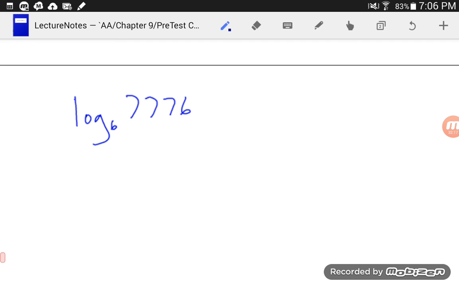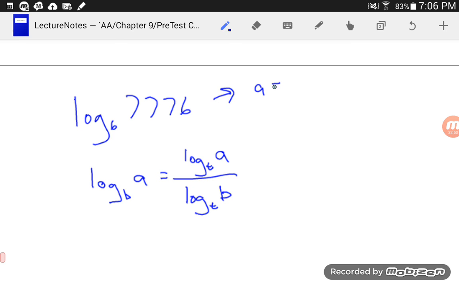But if we want to solve that, the change of base property told us that if we have a log base b of a, we could choose a number t, and do the log base t of a divided by the log base t of b, and that would give us the answer. So if I think about it, in this problem, a is 7,776, the b equals 6, and I said I can pick anything for t except 1. I can't pick 1 for t.